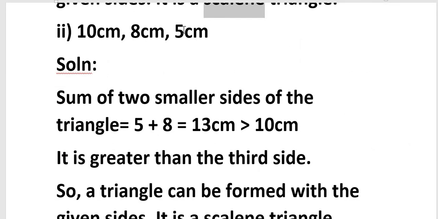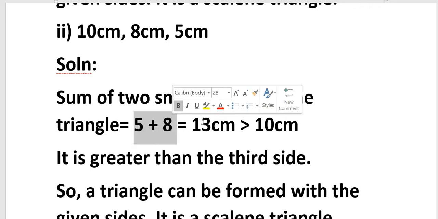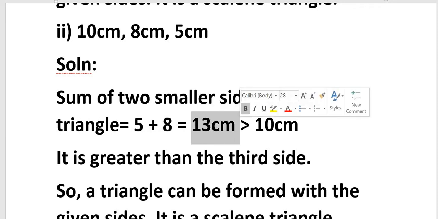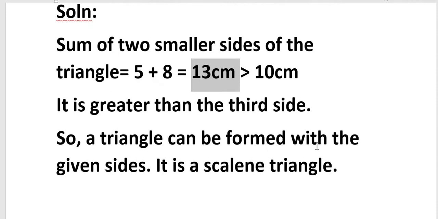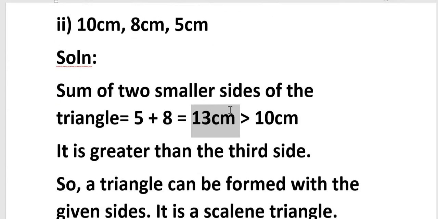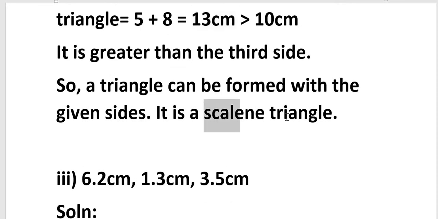Second problem, 10 cm, 8 cm, 5 cm. Find out the sum of the two smaller sides of the triangle. Smaller sides 5 plus 8 is 13 cm, which is greater than the third side 10 cm. So a triangle can be formed with the given sides, and three sides are different, so we can say it is a scalene triangle.